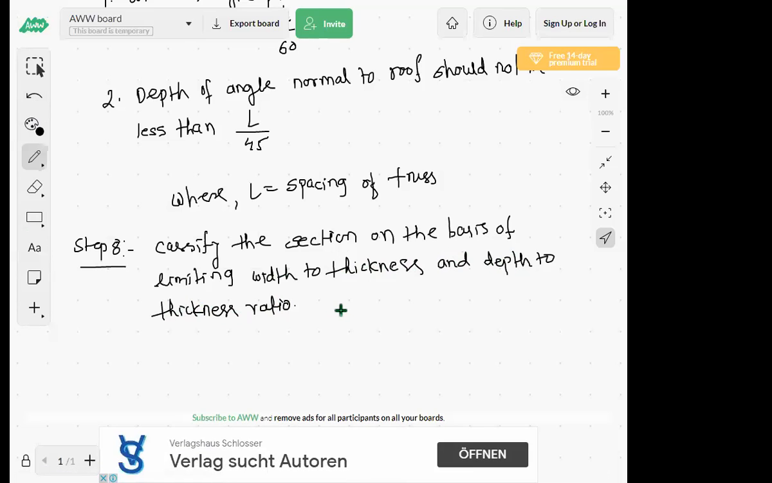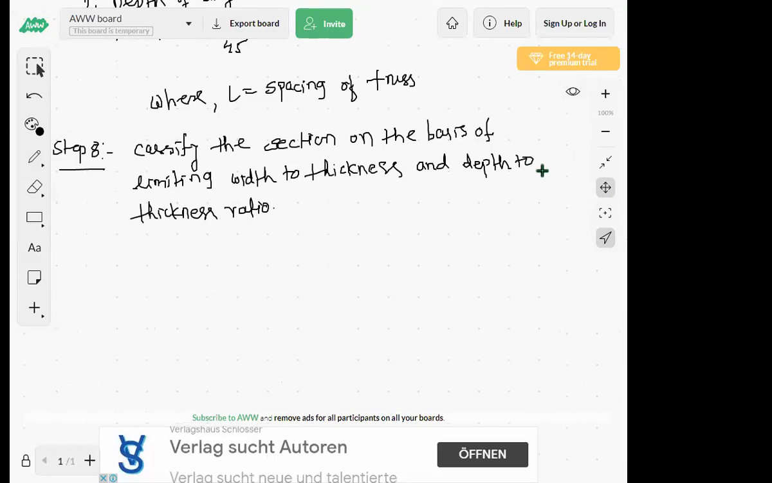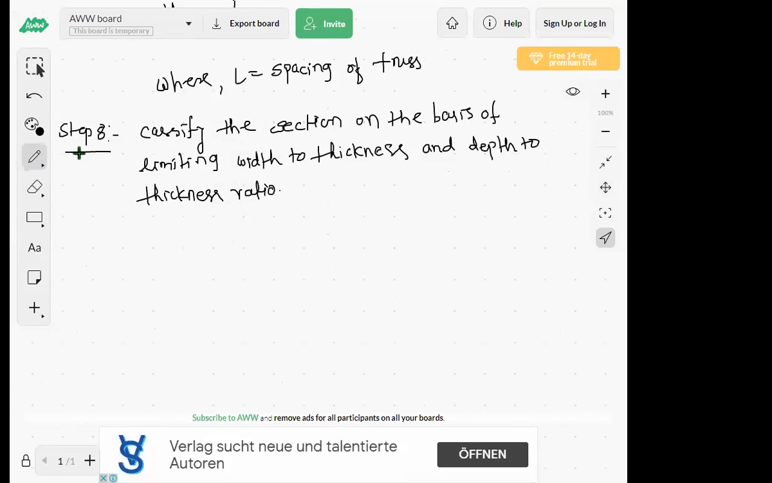So step number 8 is classify the section on the basis of limiting width to thickness ratio and depth to thickness ratio. As per our earlier procedure in the design of beam, we have to classify the section. There are 4 classifications: plastic, compact, semi-compact, and slender. As per the 4 classifications, we have to classify the section for width to thickness ratio and depth to thickness ratio. So how to calculate that?